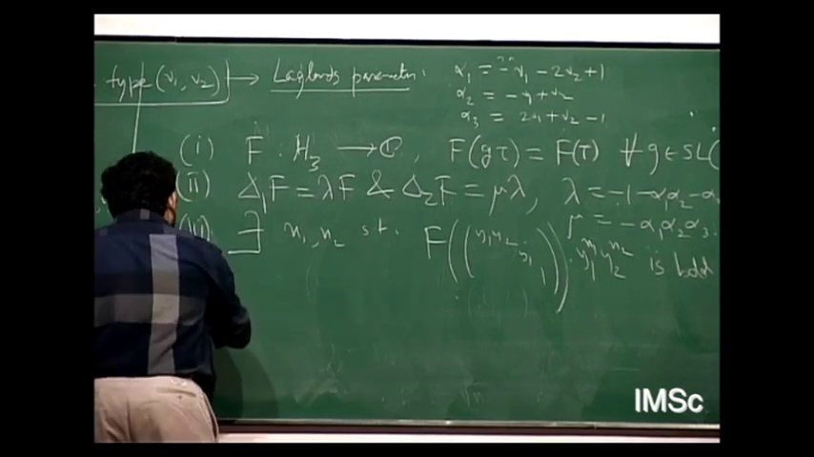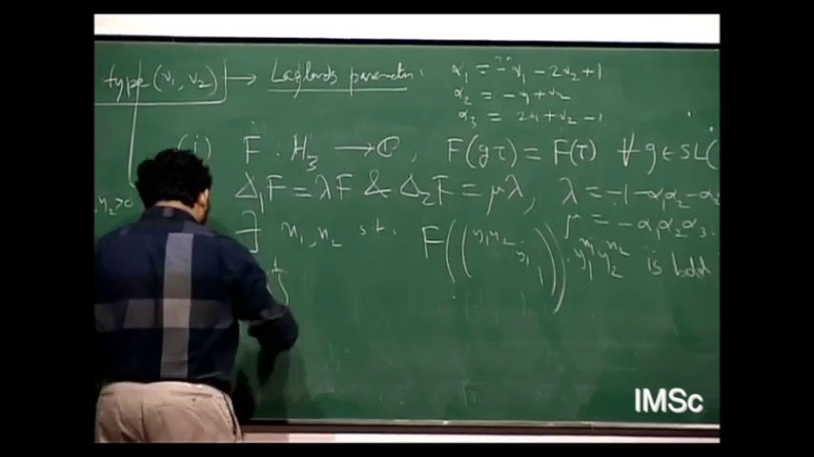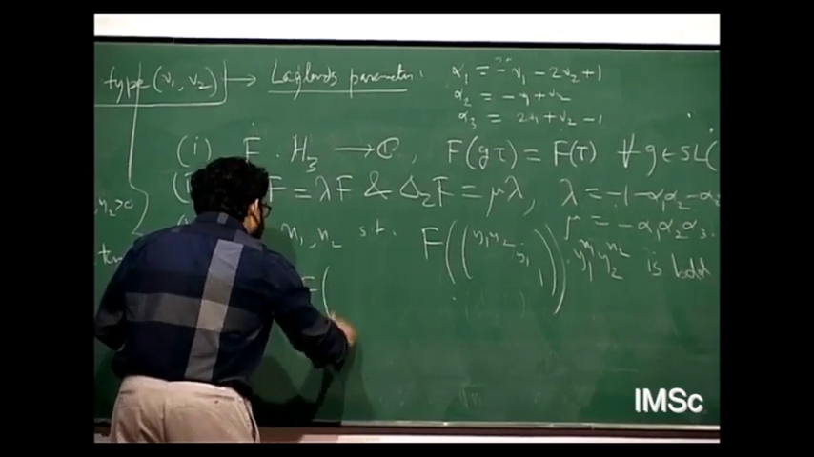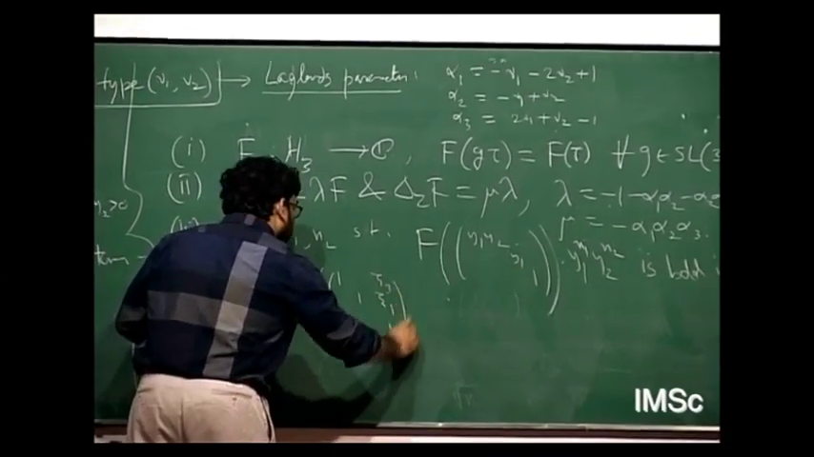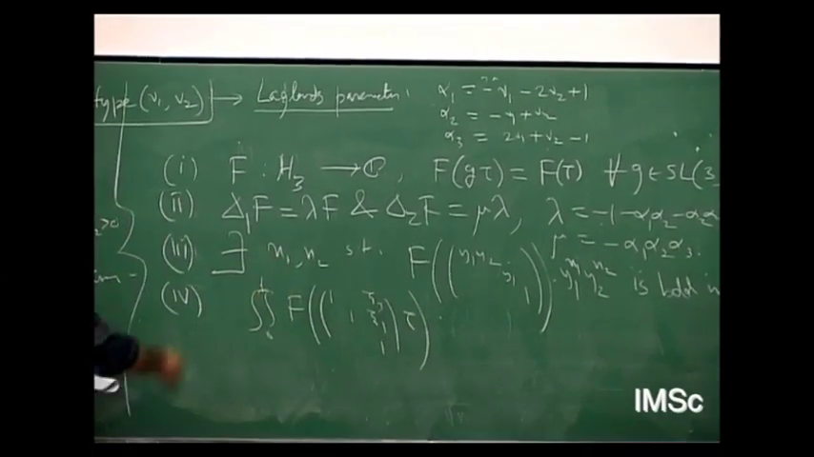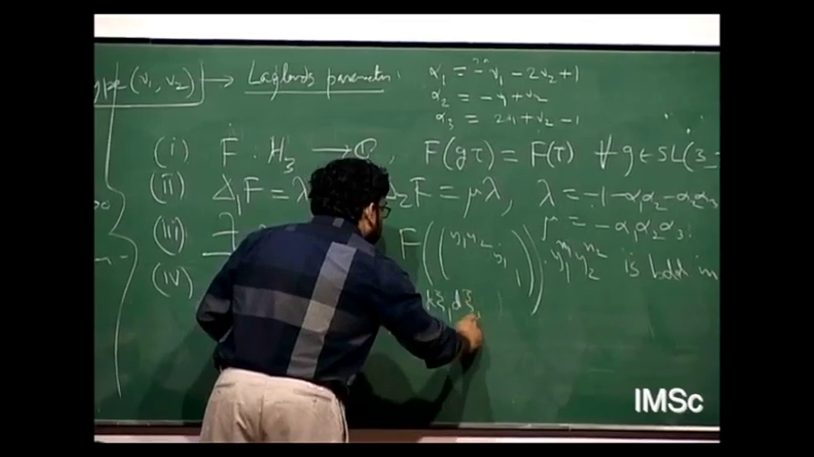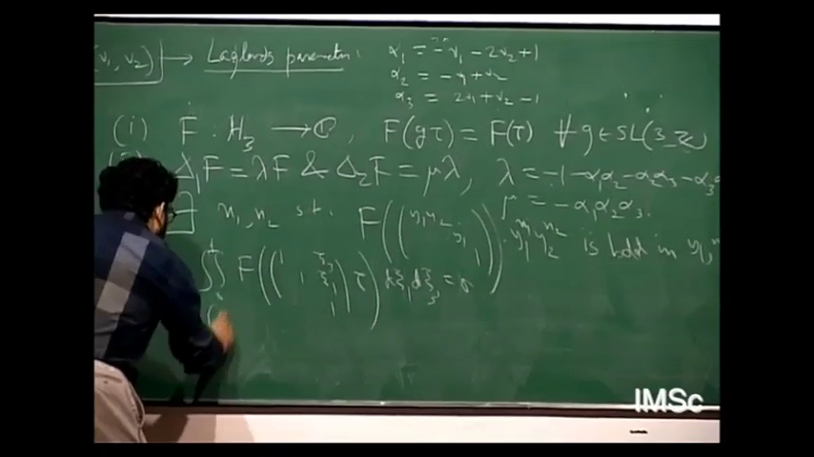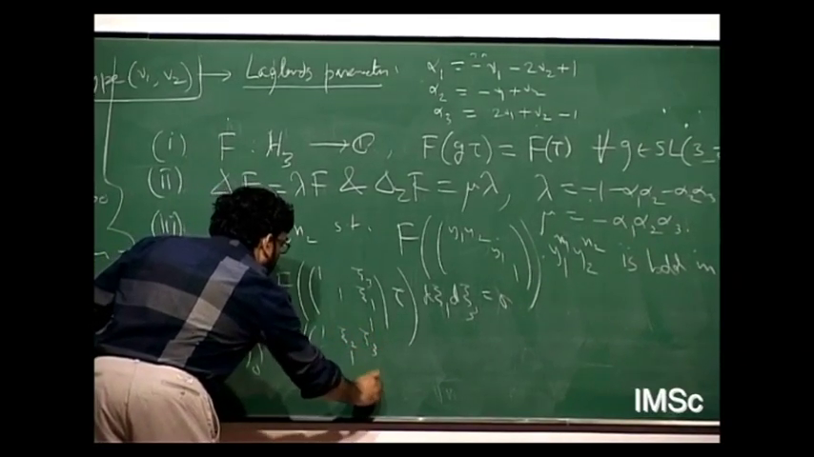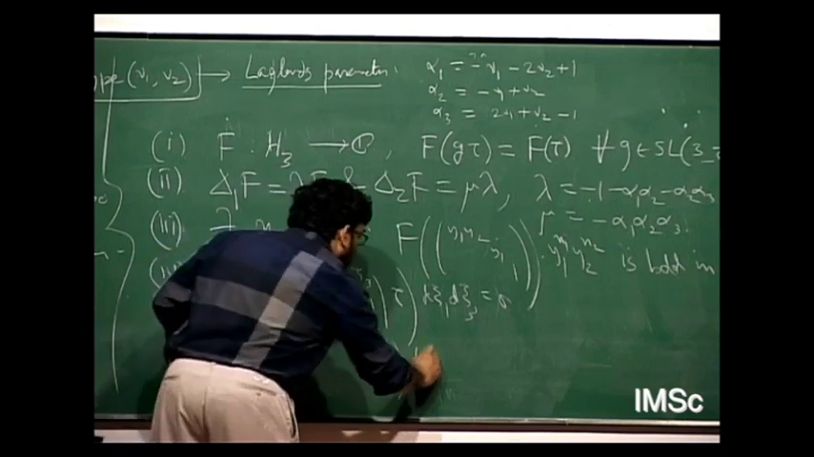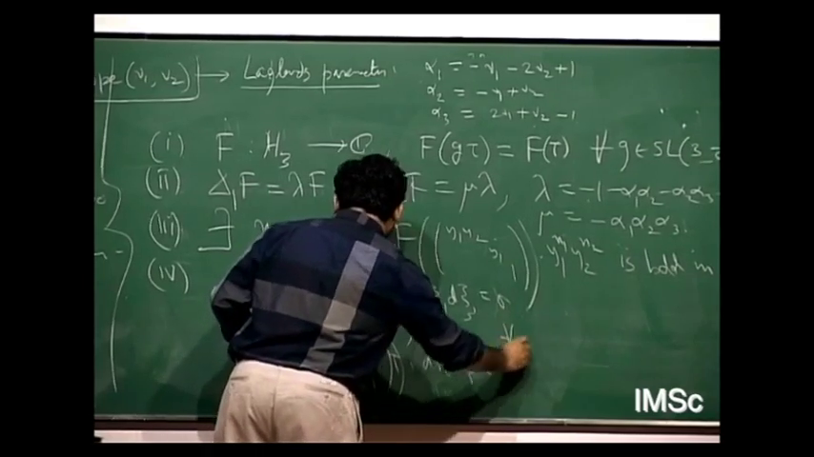For cuspidality, we call it a cusp form if the periods vanish. So there is a double integral from 0 to 1 of f at the matrix with xi3, 1, xi1, 1, where as always the missing terms in the matrix are zeros, d xi1 d xi3 equals 0, and the same thing for the matrix with 1, xi2, xi3, 1, 1, tau, d xi2 d xi3 equals 0. This is for all tau.